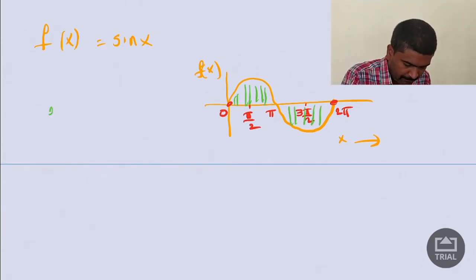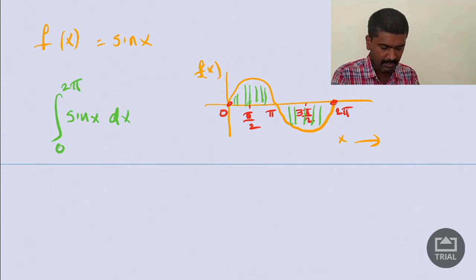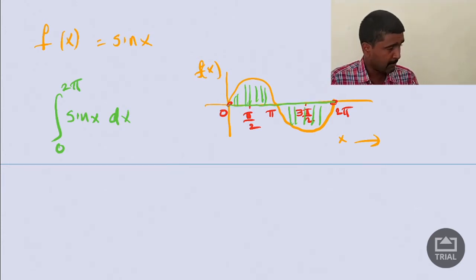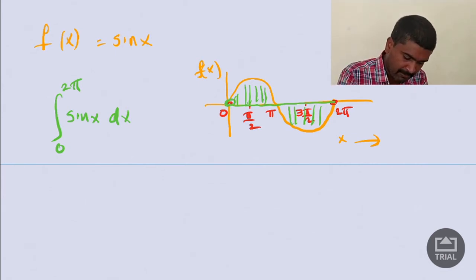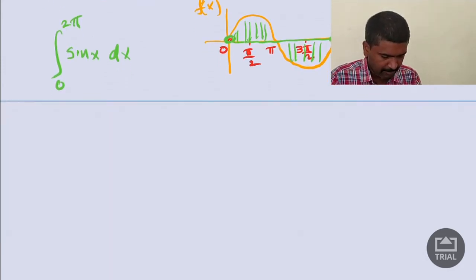So that you can write down as the integral of f of x, or sin x dx, going from 0 to 2 pi. So this is the meaning of this: finding the area under the curve from here to there. Mathematically you can write the integral of sin x dx, and the integration goes from 0 to 2 pi. So now let us come from here.